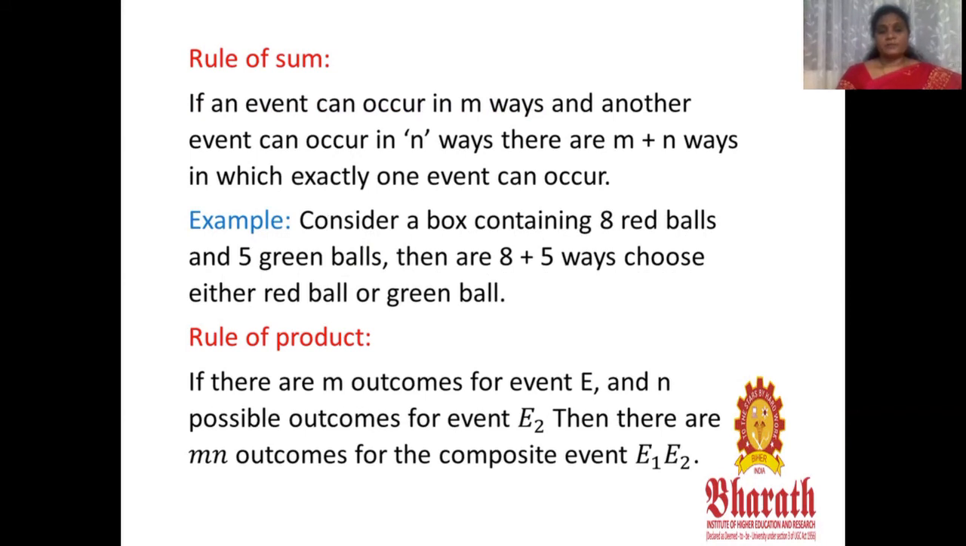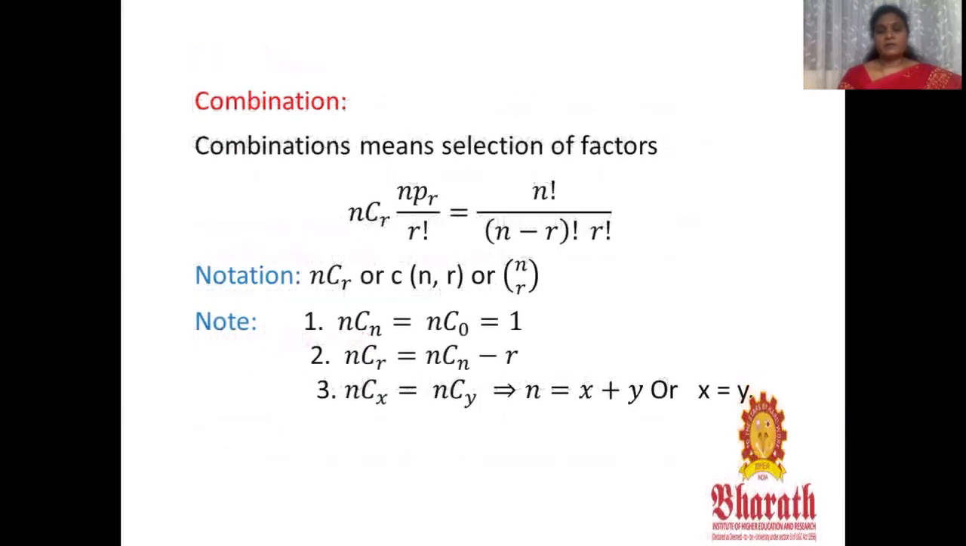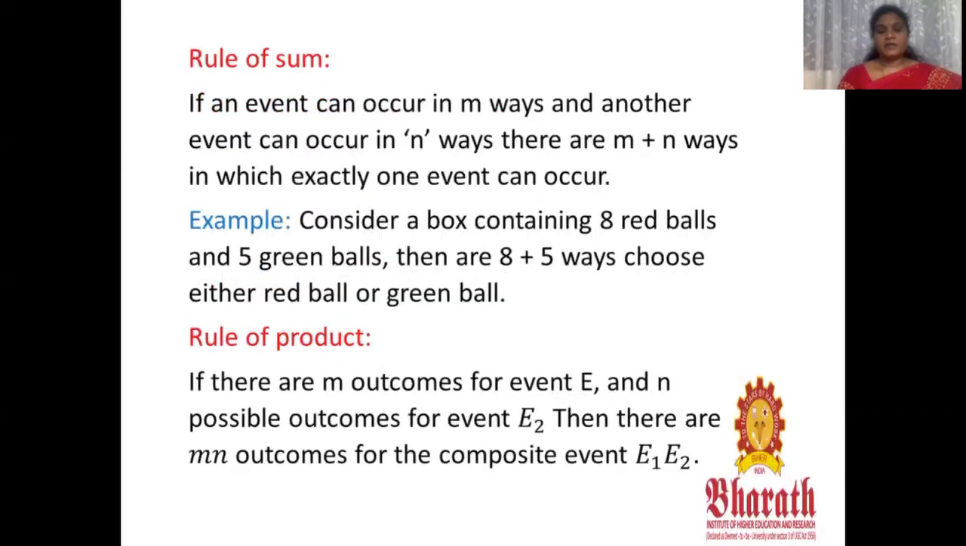Rule of product. If there are m outcomes for event E1 and n possible outcomes for event E2, then there are mn outcomes for the composite event E1, E2.